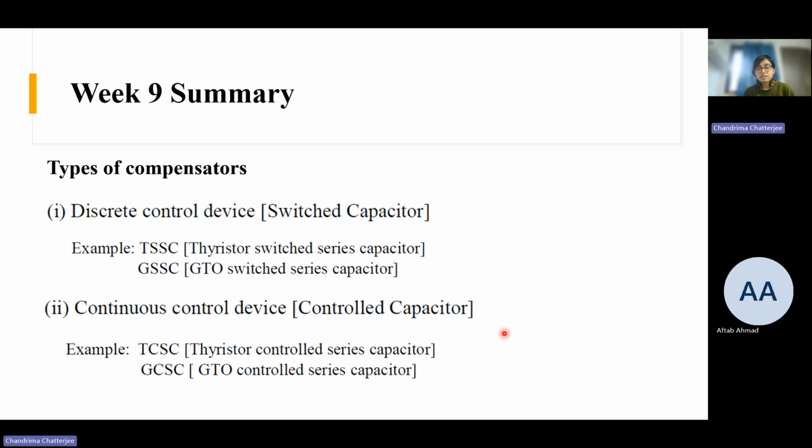Here, the state can be 0, 1 or partial control. We already discussed in previous sessions that by controlling the firing angle, the thyristors can be made partially on. So here, by varying alpha, the firing angle, we can control the susceptance basically. Okay. So these are basically series compensators.